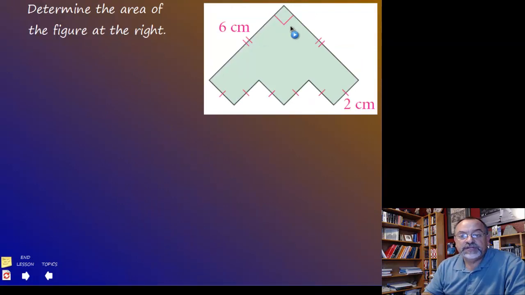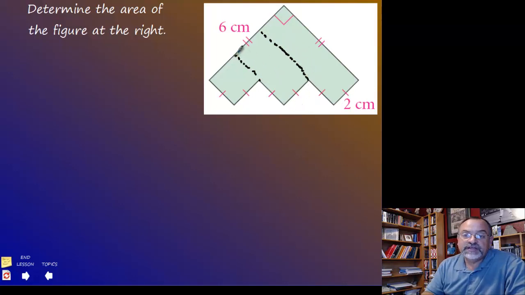So if we want to determine the area of this figure at the right, well, it's not a square, it's not a rectangle, and it's not a circle, and those are the only things that we've talked about. So in a shape like this, what you need to do is divide this into squares and circles, or half circles, or something like that. And there's multiple ways you could do this.